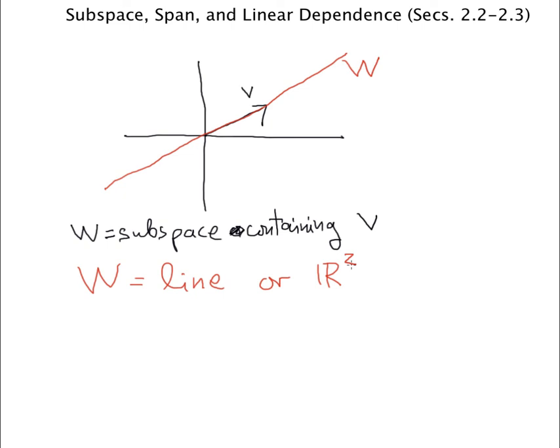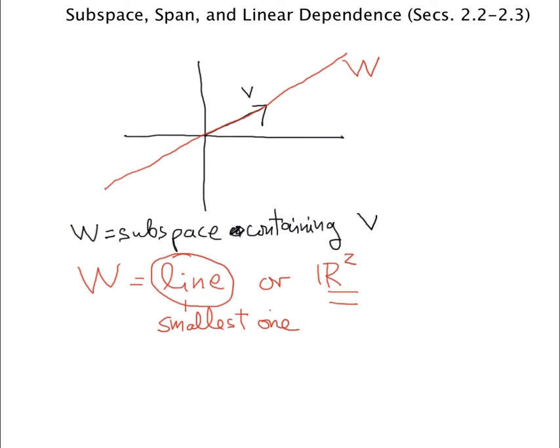Now, taking it to be all of R2, well, it answers the question. It's certainly true, but it's sort of wasteful. You don't need all of that stuff. And so this W, the line, is the smallest such subspace. And that's the basic idea behind the span.